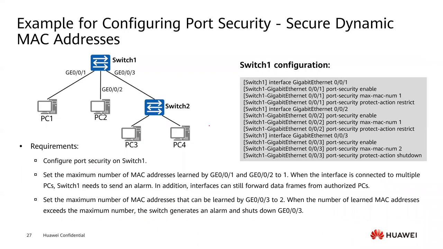Now let's look at an example for configuring port security. It is a secure dynamic MAC address example. We have two switches, switch one and switch two, and we have four PCs. For different ports that are connected to our terminals, we will configure port security.